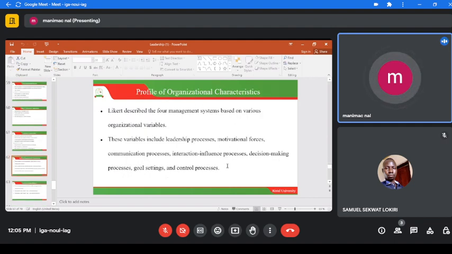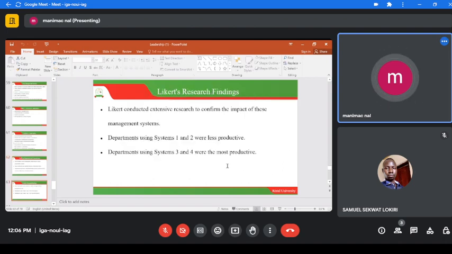Further still, what are the profile organizational characteristics? According to Likert, the four management systems we have discussed are based on various organizational variables. These variables include leadership processes, which we looked at in the previous slides, motivational process, communication process, interactional influence process, decision making process, and also goal setting and controlling process.